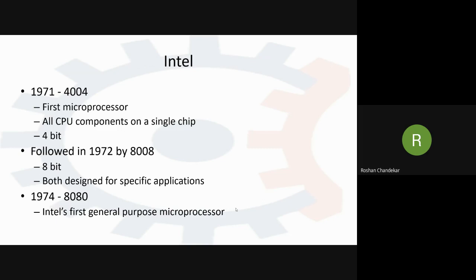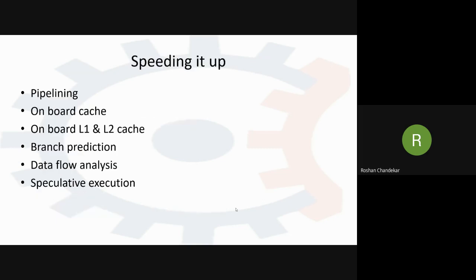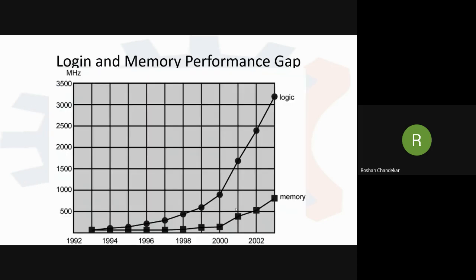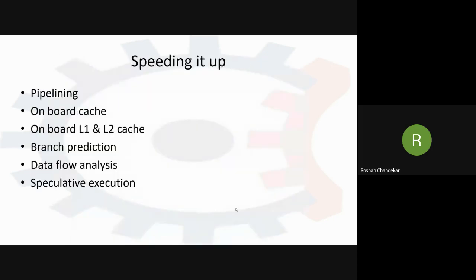All CPU components on a single chip. The first was 4-bit, then the 8008 and 8088, which are not that famous microprocessors, but the 8085 is a much more famous microprocessor. It has speed-up features: pipelining, on-board cache, branch prediction, data flow analysis and speculative execution. All of these were completely used in the 8-bit microprocessor.